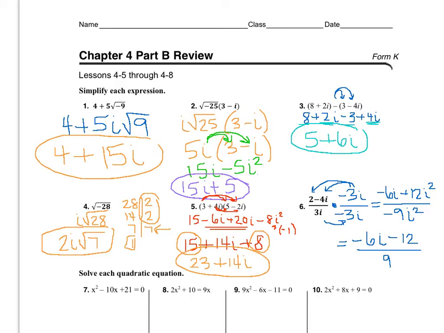Now I see that I can do some division. I have 6, 12, and 9, all divisible by the number 3. So I'm going to divide all of those by the number 3. And I get negative 2i minus 4 over 3, which is almost my answer. But I want you to please go through and put that in the proper form, which is having your i at the back. So negative 4 minus 2i over 3 would be your final answer.